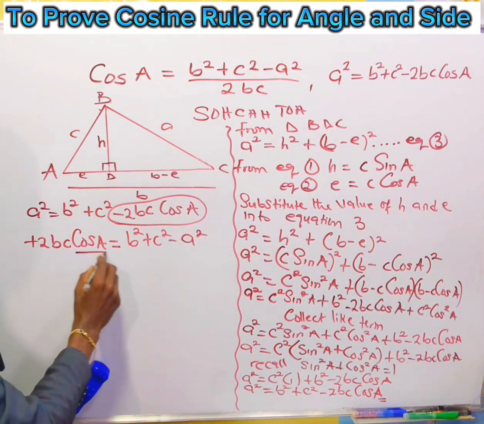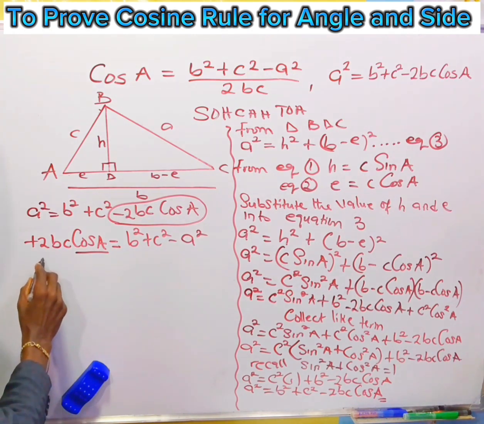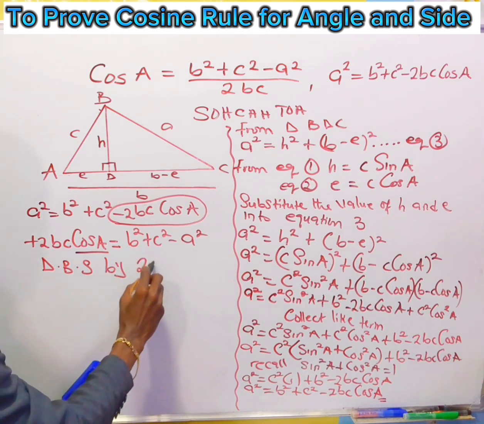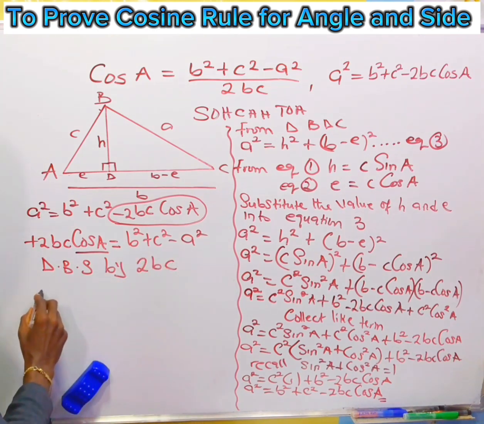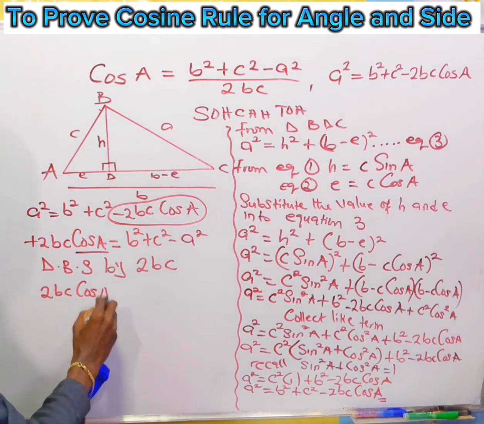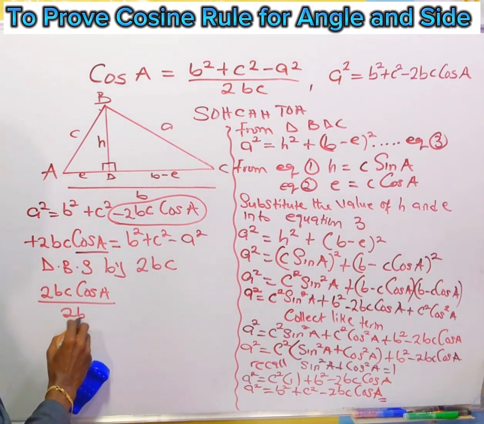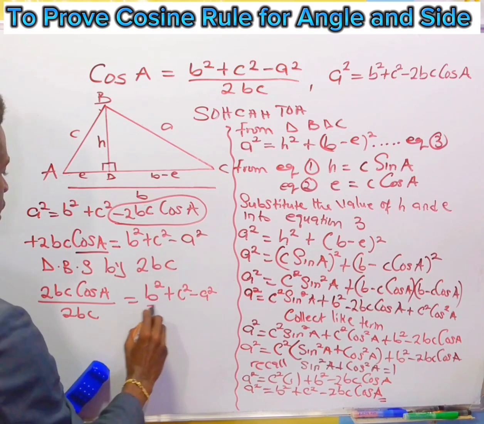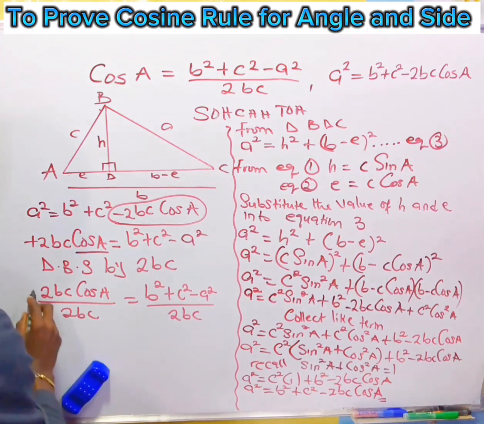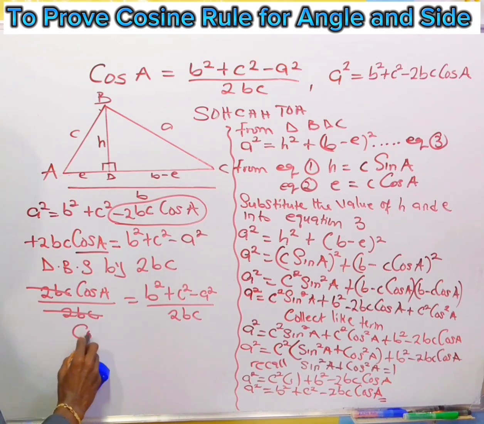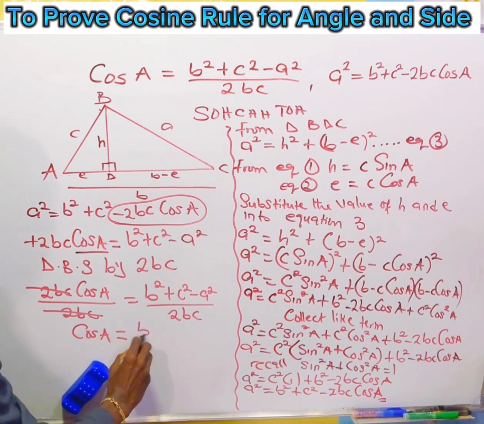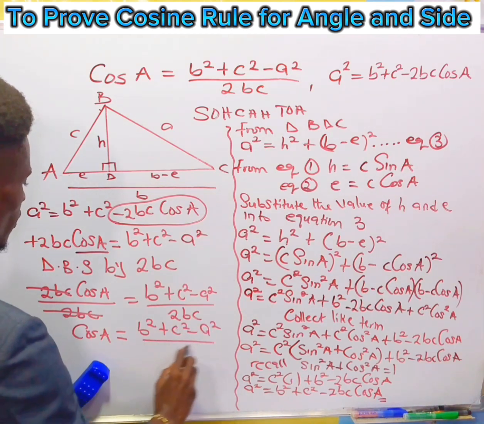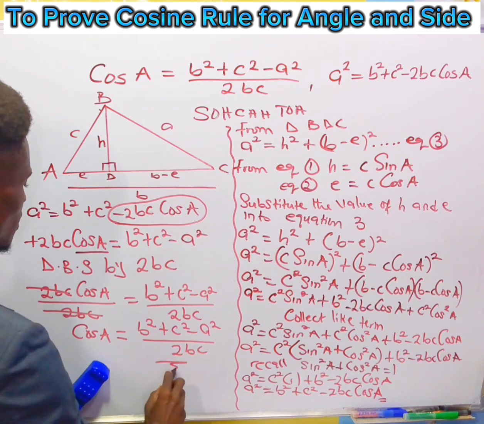Since we are looking for only cos A, let's make cos A the subject of the formula by dividing both sides by 2bc. So we'll have 2bc cos A over 2bc is equal to B square plus C square minus A square over 2bc. 2bc cancels 2bc. We are left with cos A equal to B square plus C square minus A square over 2bc.